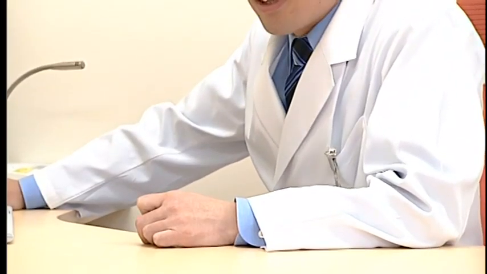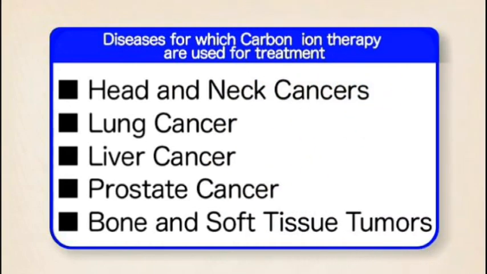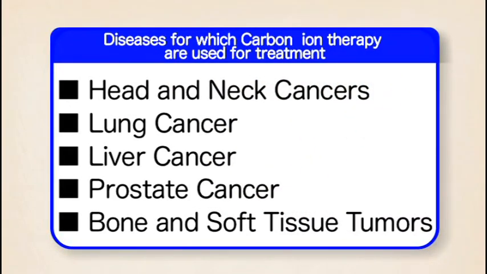So, what types of cancers is carbon ion radiotherapy most effective against? And which cancers are not recommended to be treated by this type of therapy? Carbon ion radiotherapy works particularly well against certain types of cancers that can be clearly targeted within a confined area, such as head and neck cancer, lung cancer, liver cancer, prostate cancer, and bone and soft tissue tumors.